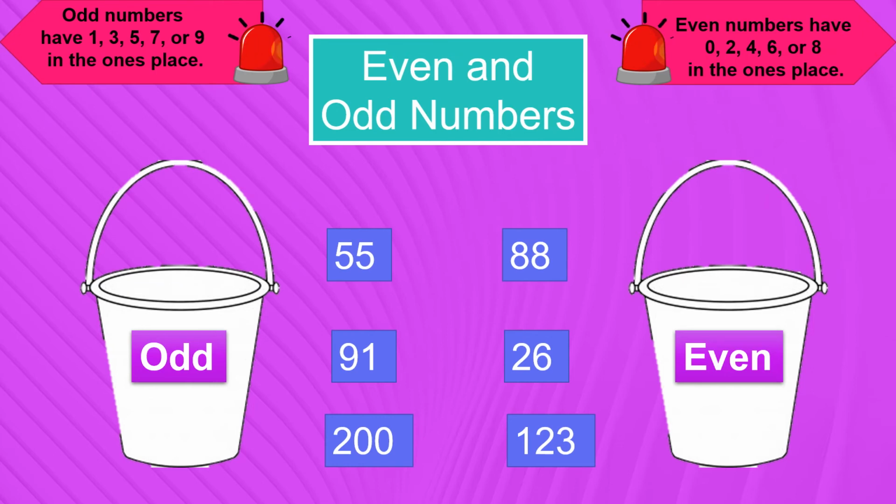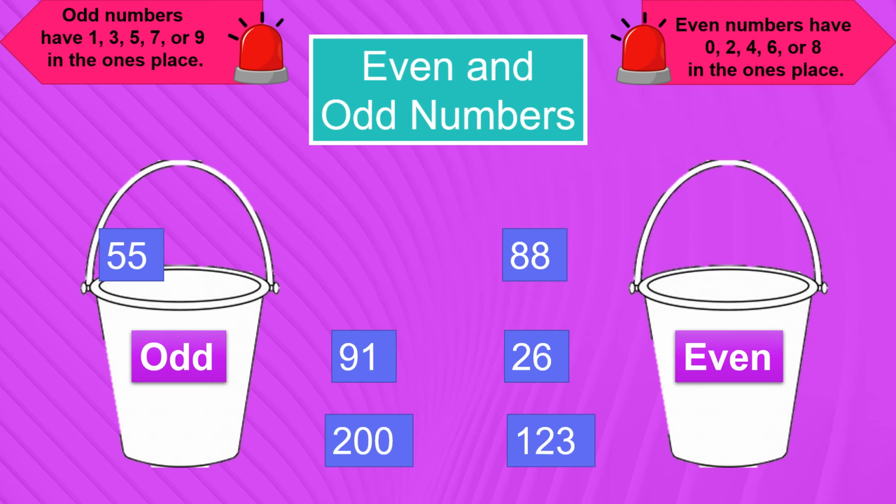Oh wow, we have lots of numbers here. We are going to read each number and place it in the correct bucket, whether it is an odd number or an even number. 55. Remember that odd numbers have 1, 3, 5, 7, or 9 in the ones place, and even numbers have 0, 2, 4, 6, or 8 in the ones place. 55. There is a 5 in the ones place. This tells us that 55 is an odd number.